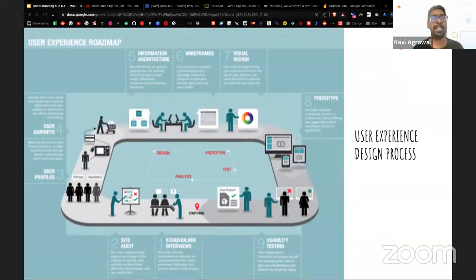Then you will build user segments and user profiles, and then you'll build user journeys. Then you will create an information architecture where they will find all of this information available. You will wireframe your thoughts, and you'll create them into a much more visual, understandable layout. You will then put them in visual design, and finally, once the visual design is out, your prototype is ready, and you can test this prototype with your users, gather feedback, and you repeat the whole loop again, right?